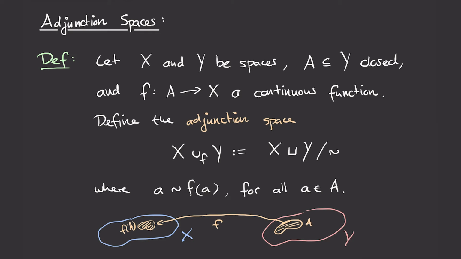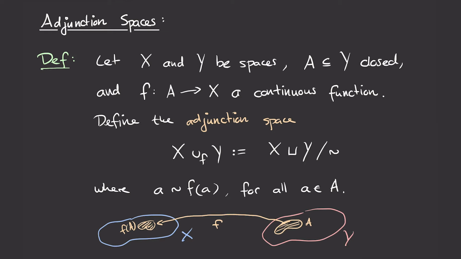And this equivalence relation sets any point small a in the set capital A to be equivalent to its image f of small a. The way this works in practice is that we take some point small a here in the set capital A, and we see where it is mapped under the continuous map f, and these 2 points will then be identified in the quotient space, which is the adjunction space. Now, since this happens for every point small a in the set capital A, what will happen is that this set capital A will become identified with its image in X. Therefore, essentially, we're gluing the space X to the space Y along this continuous map f.